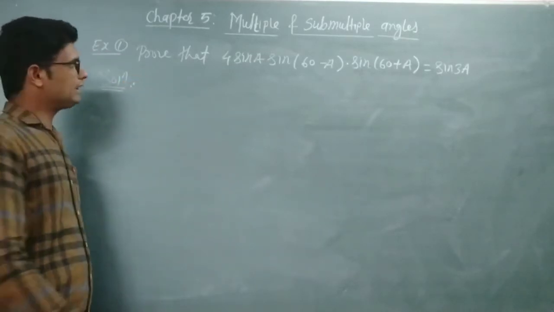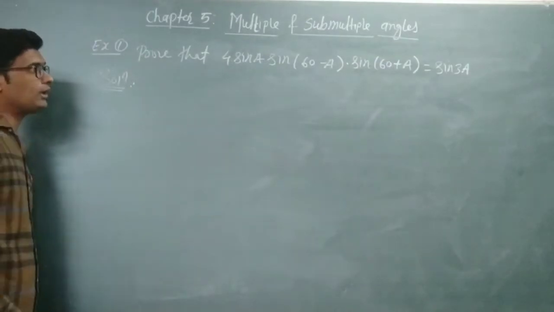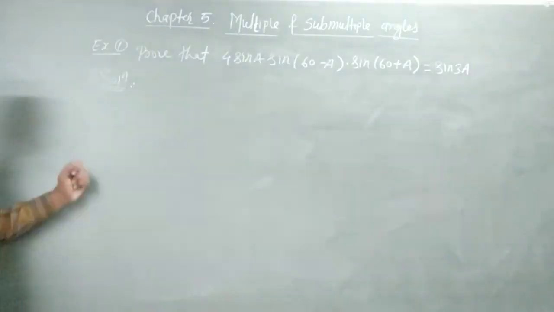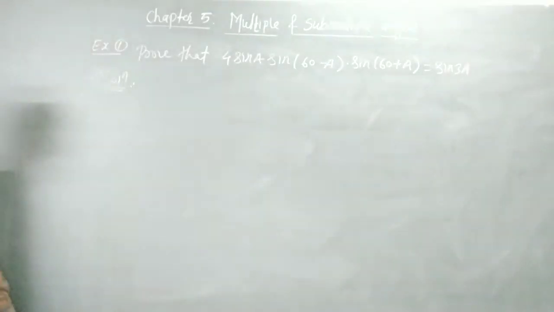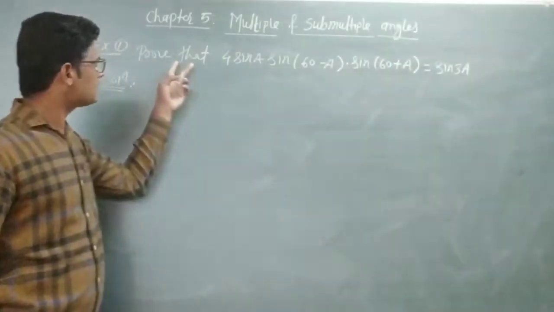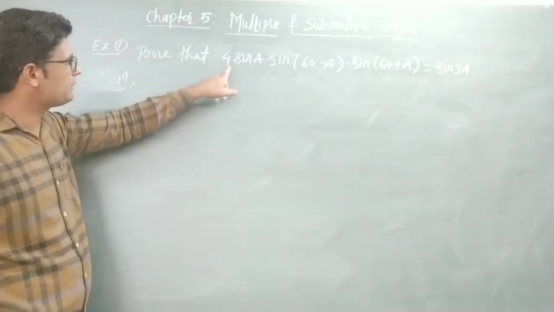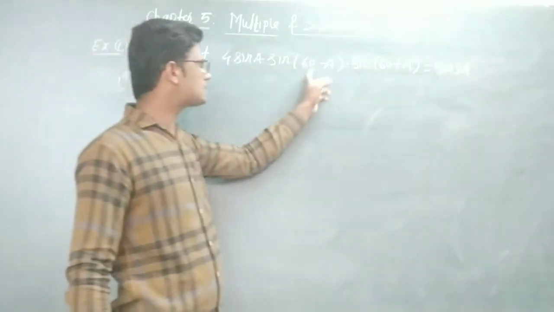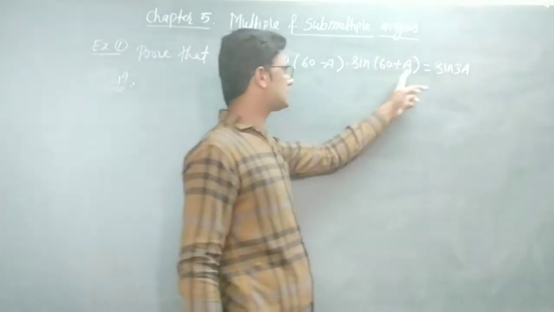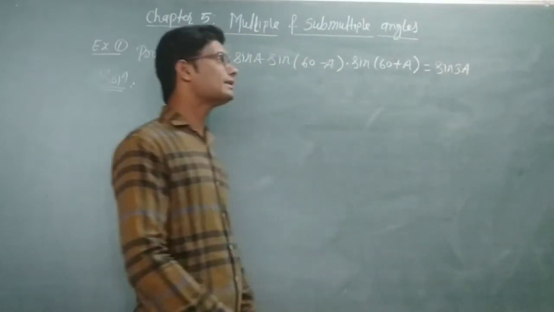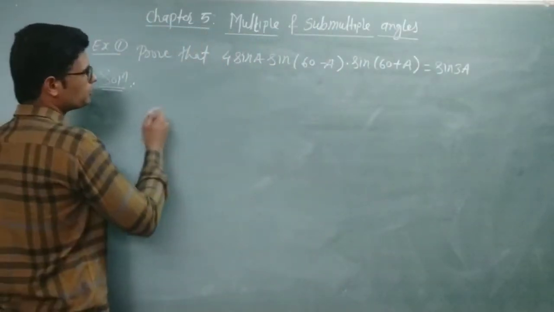So in this lecture we will see the problem based on the previous result, the three results which we have already discussed in the last lecture. So in this lecture we will solve two problems based on the result. So first problem is 4 sin A into sin 60 minus A into sin 60 plus A is equal to sin 3A. Okay, we have to prove this.